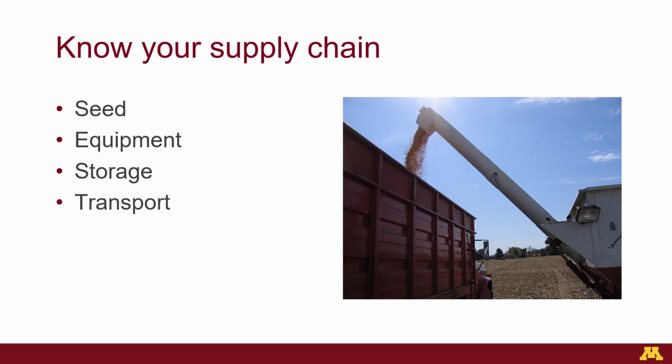Your supply chain includes the seed you buy, the equipment you use, where you store your crop, and how you transport your crop. You can do everything right during the growing season, but it won't help if you are being supplied with contaminated seed, or if your crop is commingling with GMO grain in somebody else's combine, truck, or storage facility.